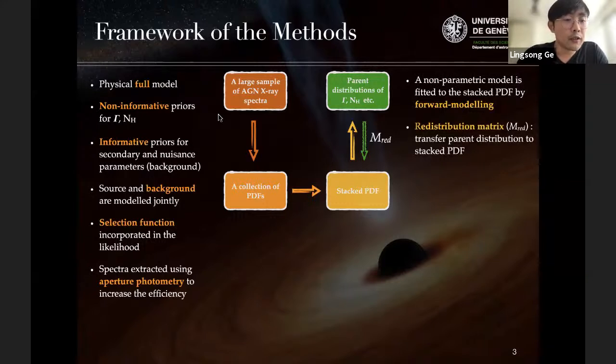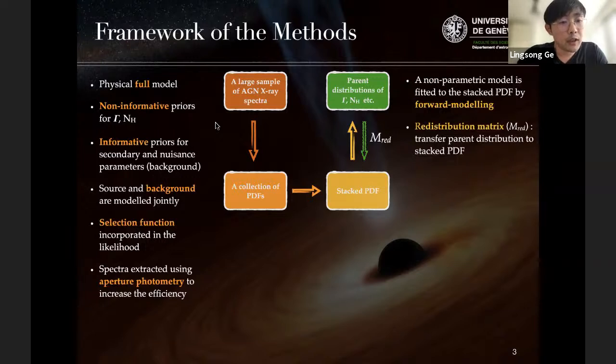And in order to take care of this very complicated model, we use a Bayesian approach with a nested sampling method, which is MultiNest, to derive the PDFs. We use non-informative priors for parameters of interest like NH and gamma, while informative priors for secondary parameters that are difficult to constrain with low count rate data. These priors are obtained from literature using much deeper surveys like the Swift survey, in which those parameters could be measured.